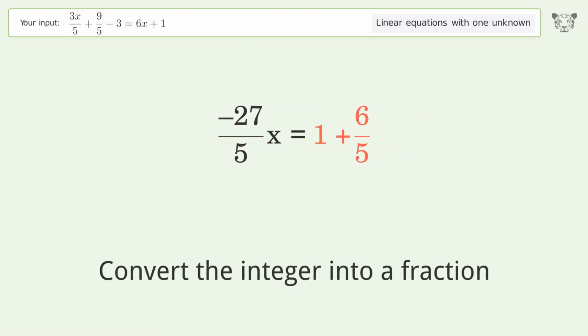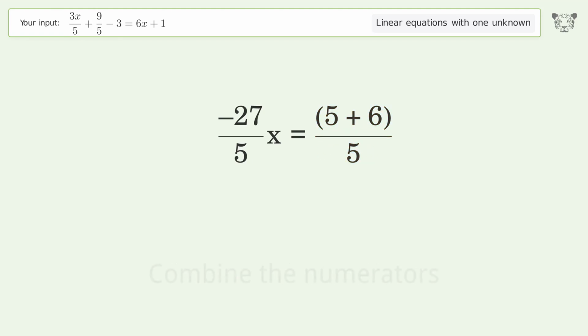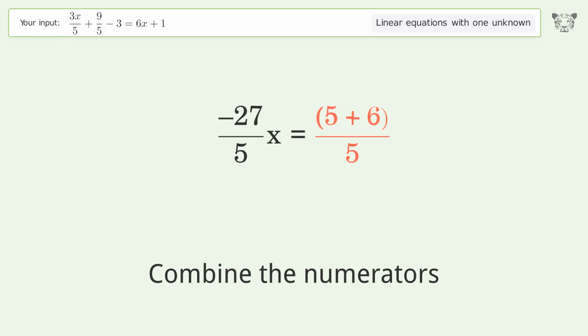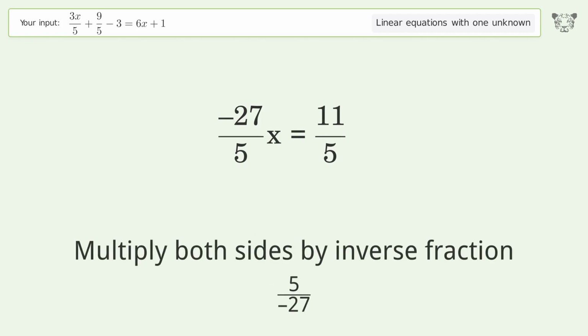Convert the integer into a fraction. Combine the fractions. Combine the numerators. Isolate the x. Multiply both sides by the inverse fraction 5/27.